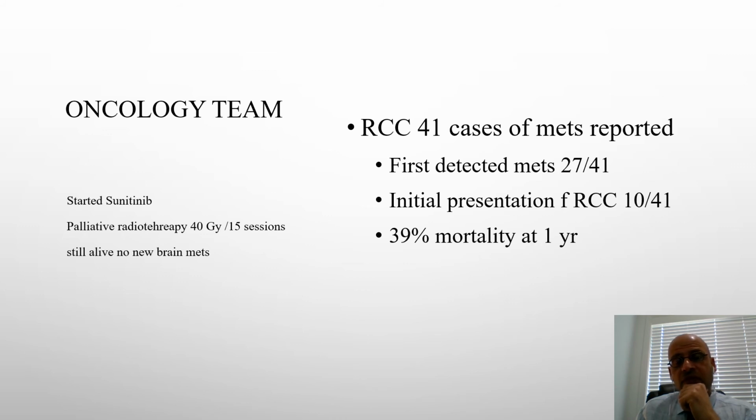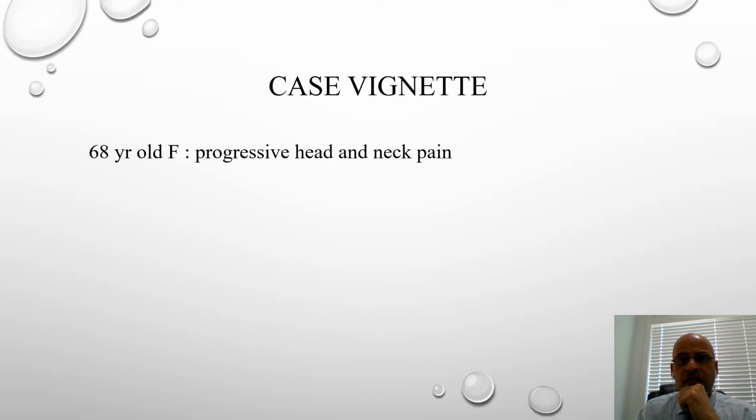as we speak. So the reason for the delay in the diagnosis is the fact that there are only 41 cases of renal cell cancer with pituitary mets reported in the literature, and so that actually put a brake on our thoughts initially.